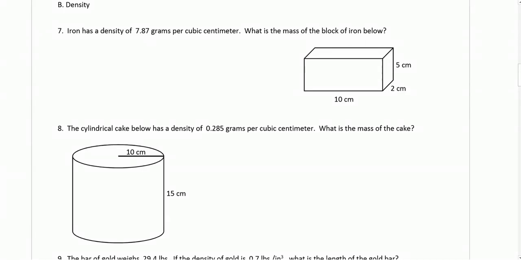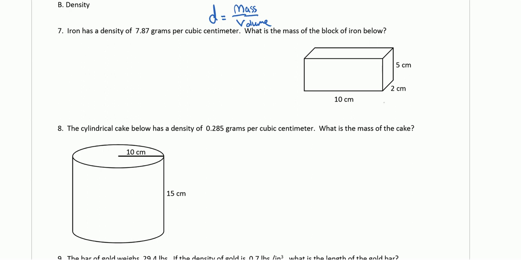Part B here is on density. This is taken from worksheet 2 of Unit 9 in Math 3. And we're going to use the density formula, which density is your mass over volume. So iron has a density of 7.87 grams per cubic centimeter. We want to find the mass, and we're given some values to help us find the volume.